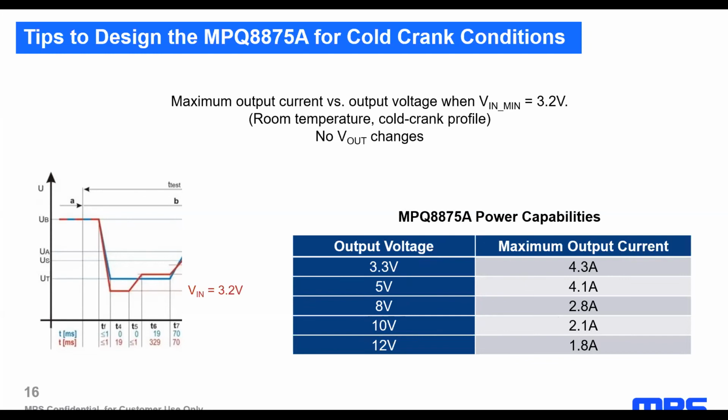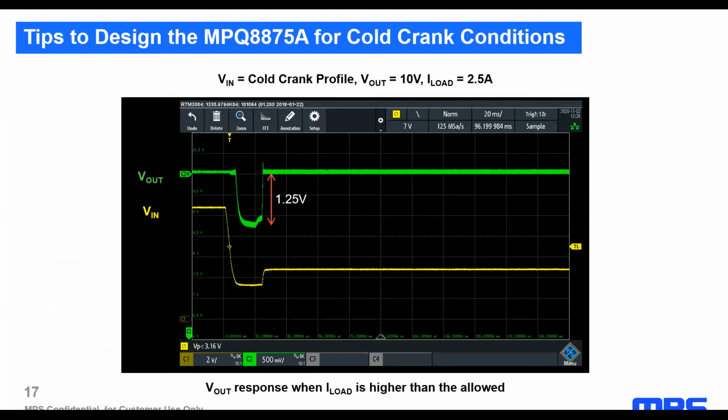These analyses have been done by plotting the output voltage and getting the load current where the output voltage does not show any changes. If the output current overpasses this limit, the IC does not shut down directly. As it can be seen in this slide, when the current is higher than allowed, in this case 2.5 amperes, the output voltage, plotted in green, decreases until the point where the IC can supply the maximum power. In this case, with an output voltage of 10 volts, when the input voltage reaches 3.2 volts, the output voltage decreases 1.25 volts.